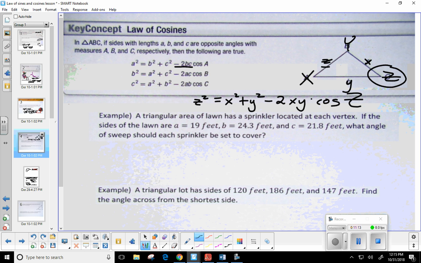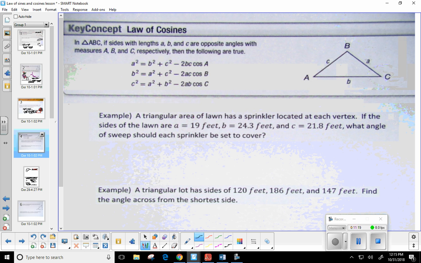Is everybody okay with that? I can go ahead and do another one. Let's say that the name of this triangle is KMN. So this would be little k. This is little m. That's little n. And let's say I wanted to solve for angle K, or even side K for that matter.